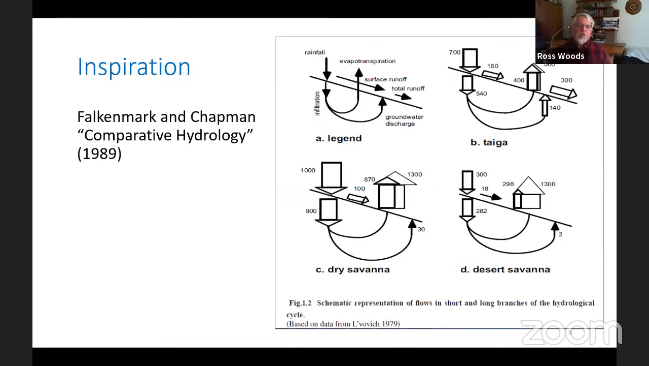My inspiration for this comes from a fantastic piece of work by Falkenmark and Chapman called Comparative Hydrology, which attempts to describe the hydrological processes and hydrological balances of many different hydrological environments around the world. And I think really this was a very trailblazing piece of work, and there's still a lot that we could do with an approach like this.